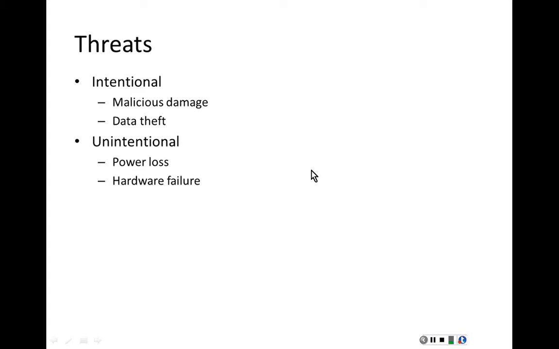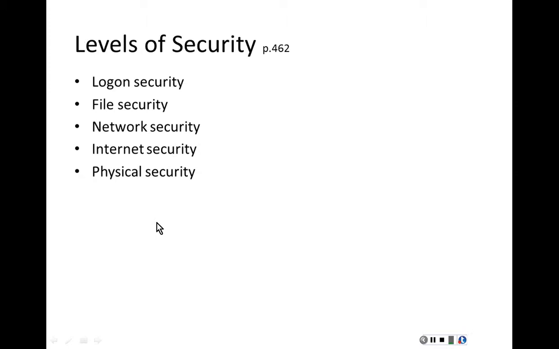Let's start by discussing threats. In general, there are two types of threats: intentional threats and unintentional threats. Intentional threats would include malicious damage to our data files or data theft, theft of credit card numbers. Intentional theft is done by bad guys. But another threat is unintentional threats, such as a power loss or a hardware failure, and it is our job to protect against all kinds of threats. It is our job to try to mitigate these threats.